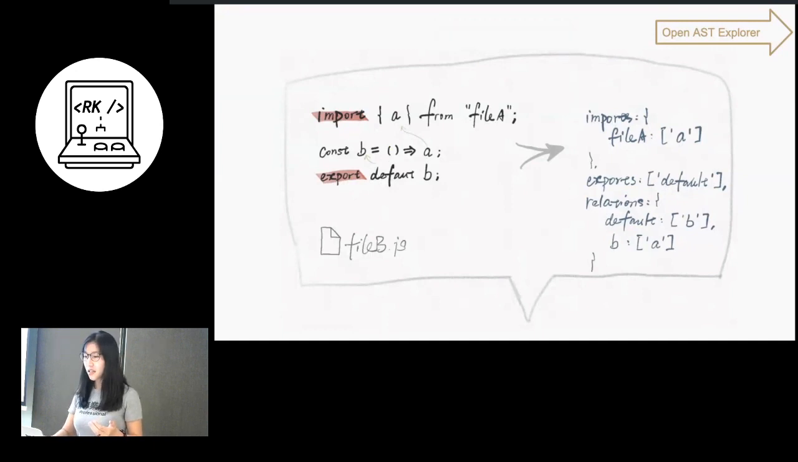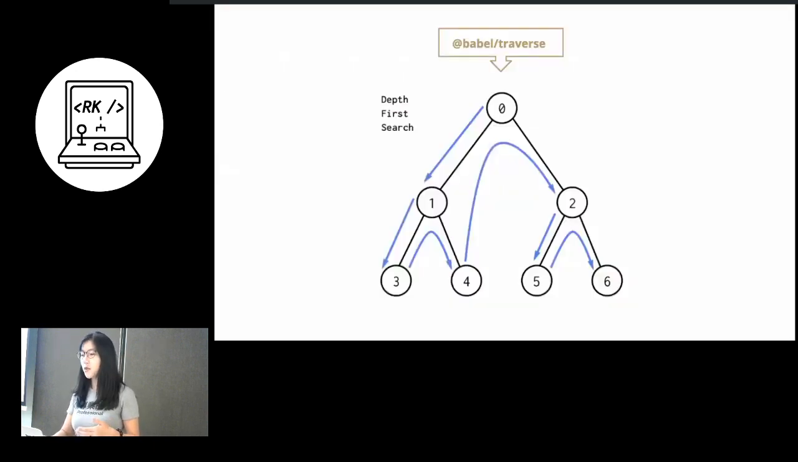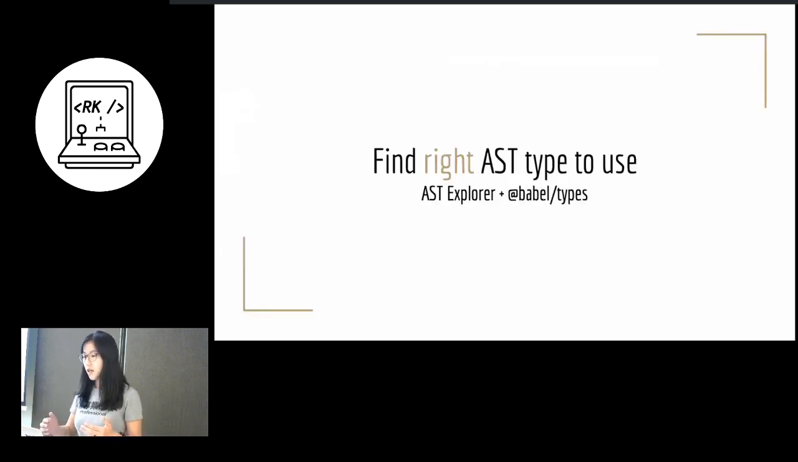Here I get some help from the Babel Traverse package, which traverses the AST tree by DFS, and it provides a lot of useful tools to help me do this. Before doing this, I also need to find the right AST type to use. In this process, I mainly use the AST Explorer and the Babel types, which is a TypeScript.